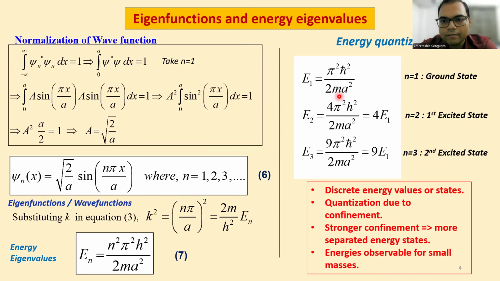If we put n equals 1, this is what we get. This energy is known as the ground state energy. It is also known as the zero point energy. n equals 2 is the first excited state, n equals 3 is the second excited state, and so on.